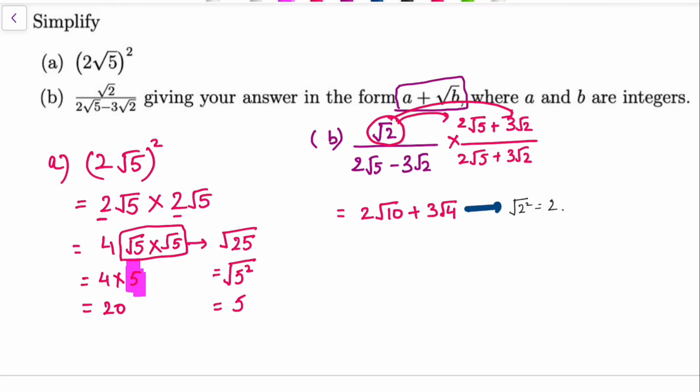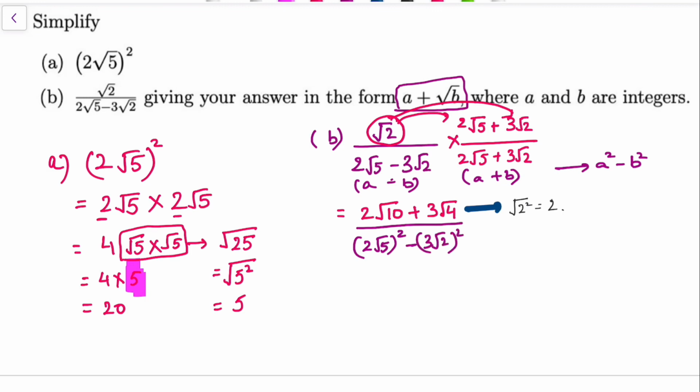All right, so in the denominator we have a plus b as the first term and a minus b as the next term, so that will become a² minus b². So that will be (2√5)² minus (3√2)².